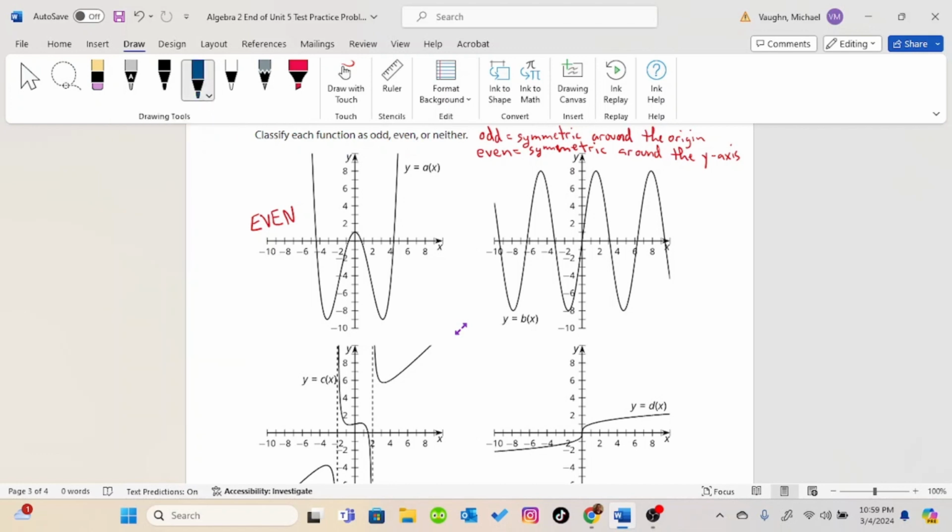Next, we can look at this top right. If I rotate this 180 degrees, I will get the exact same image back. If I flipped it over the y-axis, I do not get the same image back. Since this is symmetrical around the origin, that makes this one odd.